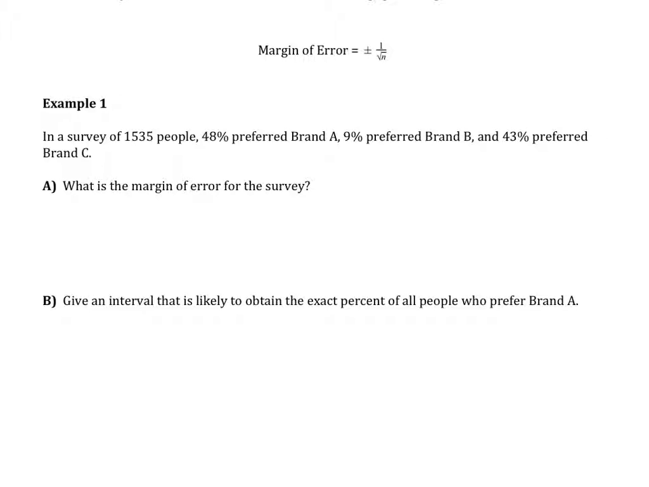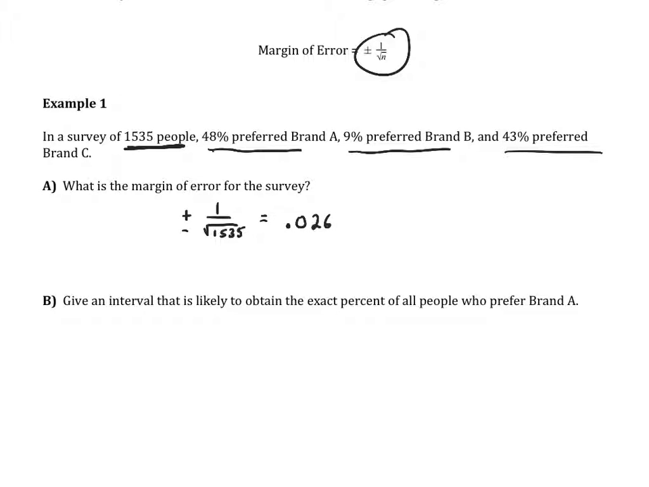If we take a look at our first problem here, it says if in a survey there's 1,535 people surveyed, 48% preferred brand A, 9% brand B, and 43% brand C. They want to know, first of all, what the margin of error for the survey is. So we use our formula: plus or minus 1 divided by the square root of n. N is the amount of people we surveyed, so we do the square root of 1,535. Type this exactly like this in your calculator: 1 divided by square root 1535. When you do that on your calculator, you're going to get 0.026, okay?